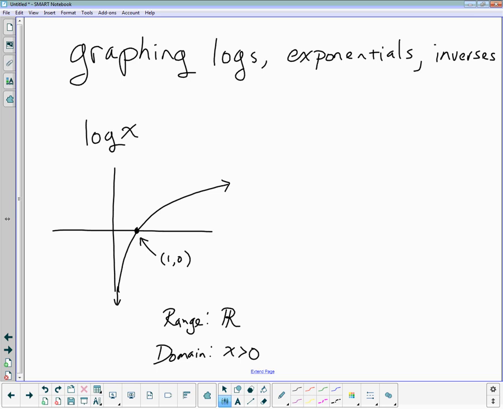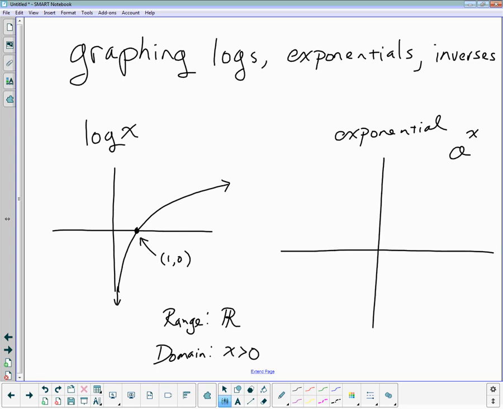An exponential looks a lot like, for example, a to the x. This guy also has an asymptote, and he has a y-intercept of 1. I'll explain why all this is going on in just a minute, but I want everybody to basically be able to find those points if necessary. Okay? All right.